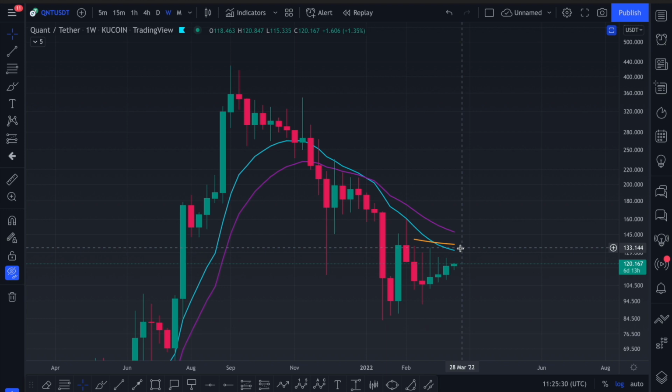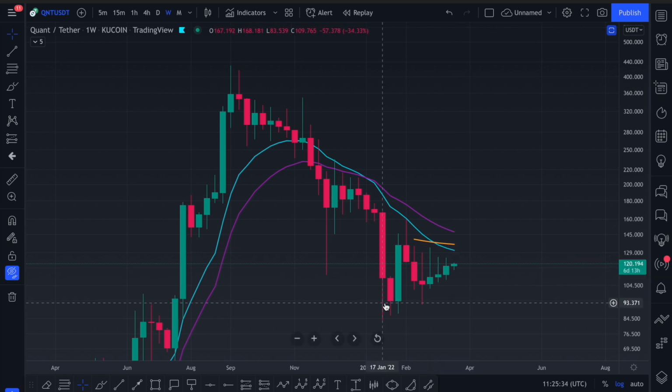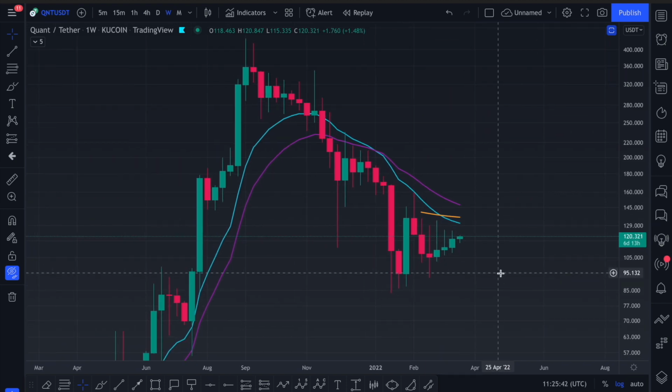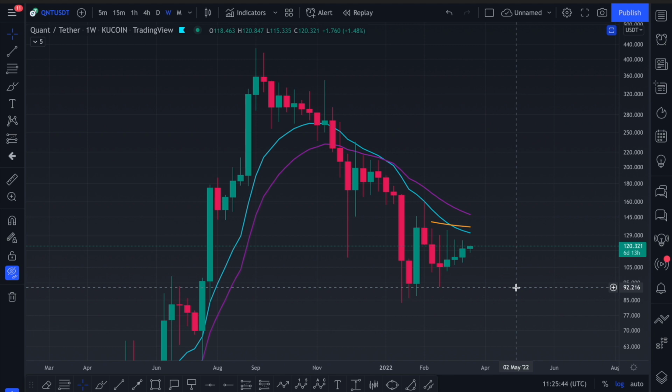To invalidate this, we obviously need to break back above this. If we do continue lower and we lose this low, then of course that's going to drag the 20 below the 55, forming that bearish cross, and then we're going to get that bear market continuation. But we're not seeing that whatsoever at the moment, so we can't say that's going to happen. All we've done at the moment is basically show signs of a precursor to a bear market.